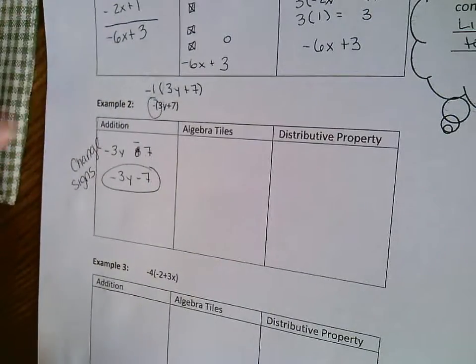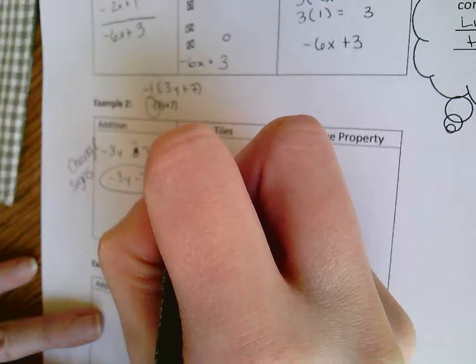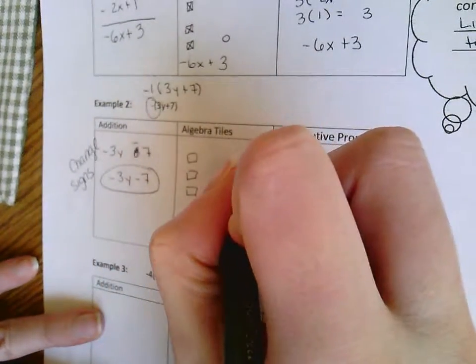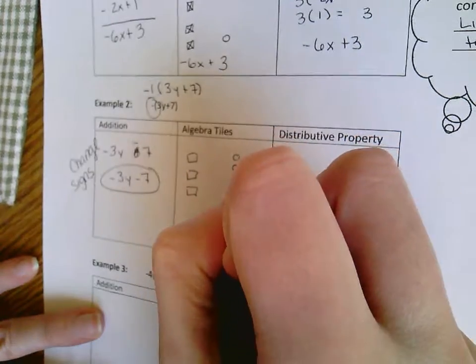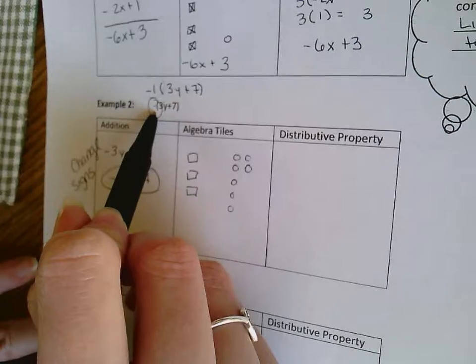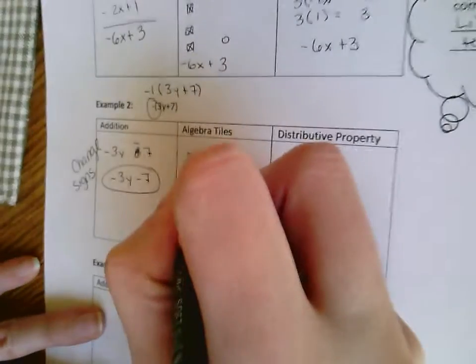Okay. If I was using my algebra tiles, I could do my 3y, so 1, 2, 3, and my 7, 1, 2, 3, 4, 5, 6, 7. Again, I see that there's that negative sign in front, which means my signs are changing everything inside. So I'm going to put my x's through all of these.